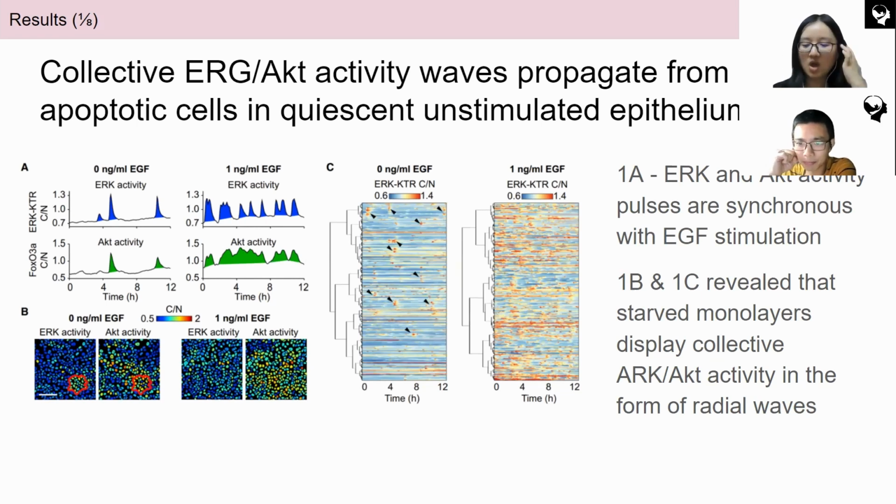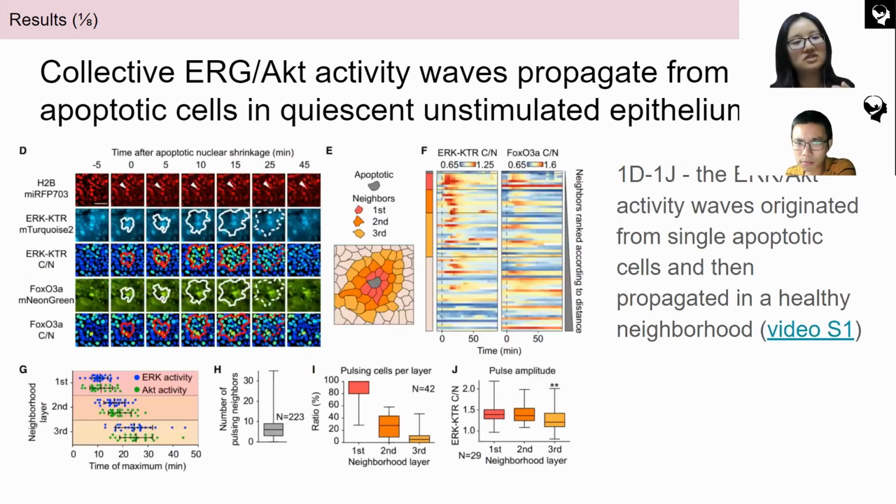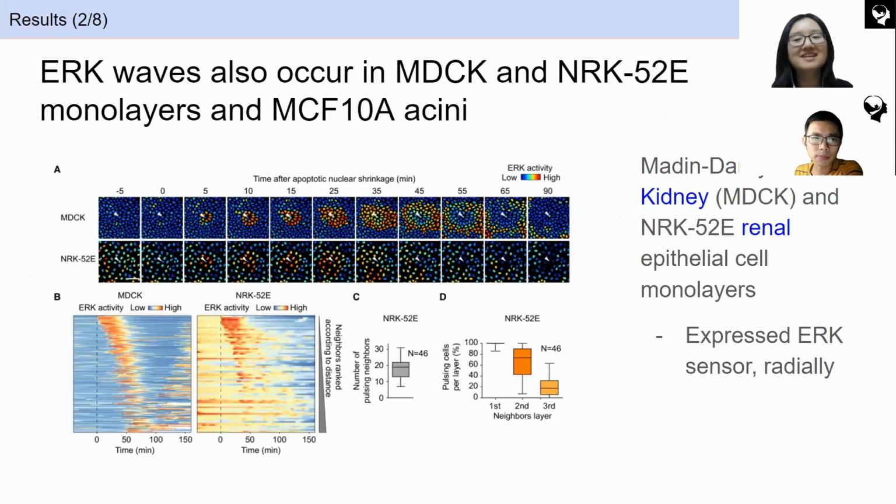Let's say one apoptosis happens, how do the surrounding cells not die together? Because they have this ERK wave that happens, to save them for a while. In this case, they tell the neighborhood cells not to die at the same time. Okay, that's very interesting.